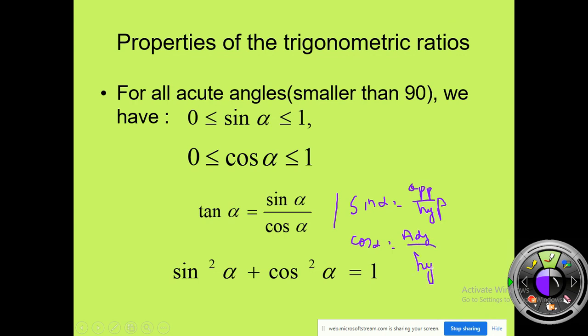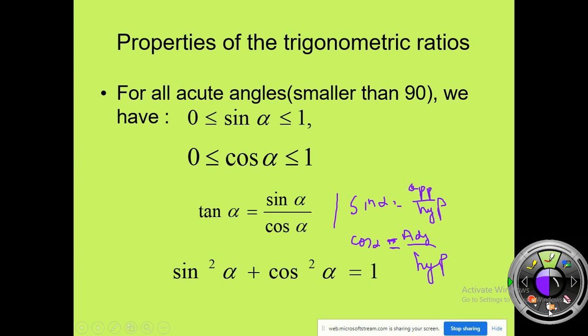What do we need to memorize now? Sine is opposite over hypotenuse, cosine adjacent over hypotenuse, tangent is sine over cosine, opposite over adjacent. Sine squared alpha plus cosine squared alpha is equal to 1, or sine squared of any angle plus cosine squared of the same angle is equal to 1. And all the time the values of sine and cosine are between 0 and 1. Those are the main formulas you need to memorize in this lesson.